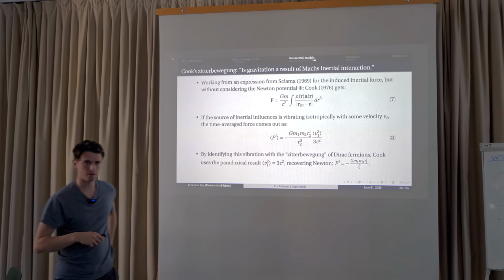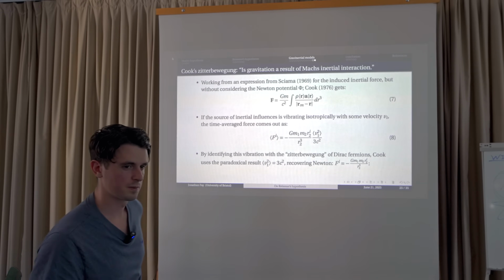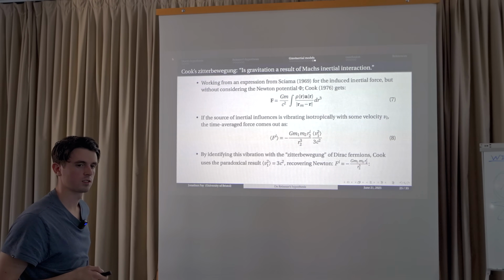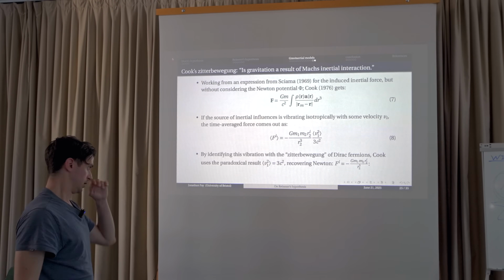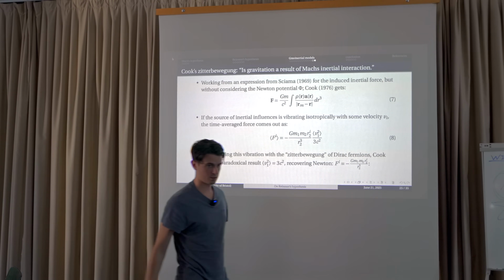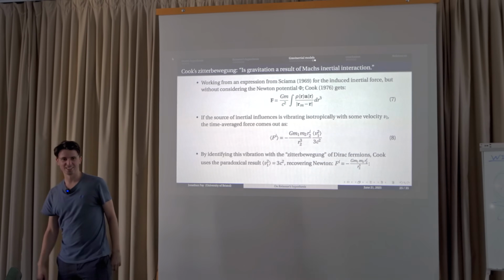Yeah. It looks peculiar that Cook used the paradoxical result, the average of v squared is used as 3 times c squared. Why is it so fast? Did he give any justification for that?